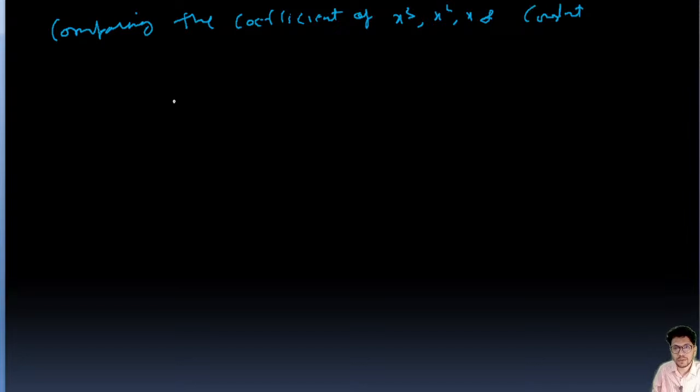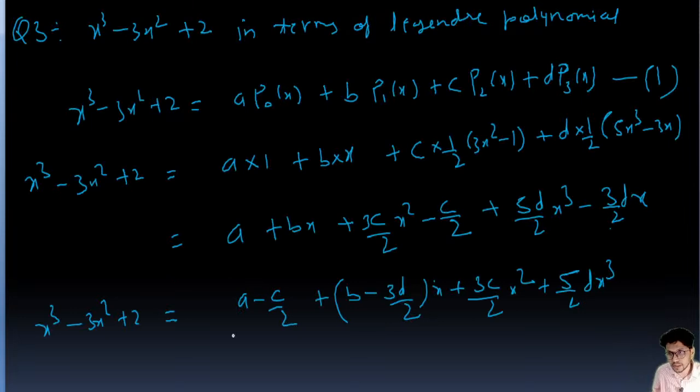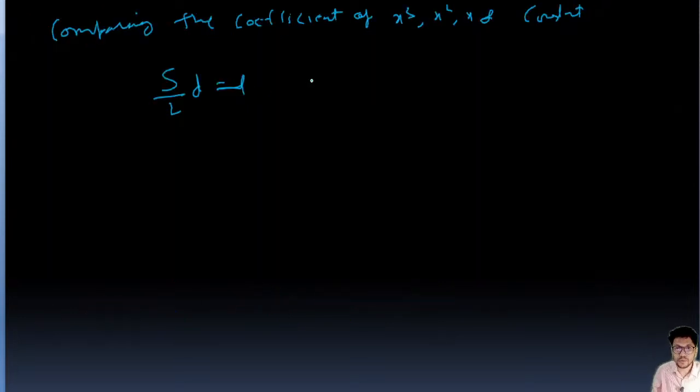Okay, so this is going to be comparing the coefficient of x cube. If you compare, first 5 by 2 d is going to be 1, right? Here the coefficient of x cube is 1, so 5 by 2 d is going to be 1, and from here we'll put the value. So the value of d is going to be 2 by 5, right?